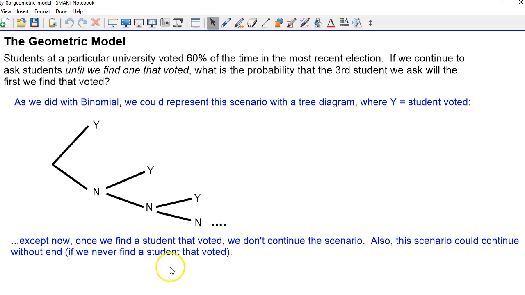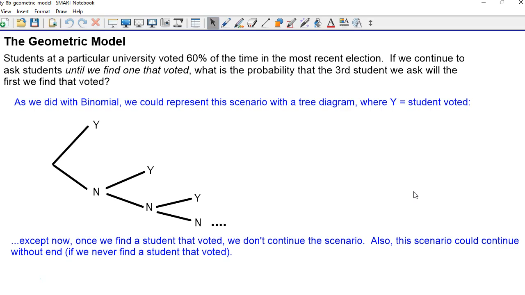But like with the binomial model, we could represent this scenario with a tree diagram where Y equals that a student voted. So the first student we ask either voted or doesn't vote. Now if the student we ask votes, then that's it, we're done. We wouldn't go to a second student because we're trying to continue to ask students until we find one that voted. But in the event that the first student didn't vote, then we would ask a second student, and that student could vote. And if so, that would be the end of the scenario there. But if the second student didn't vote, then we would continue to ask students, and this tree could, in theory, go on forever until we found a student that voted.